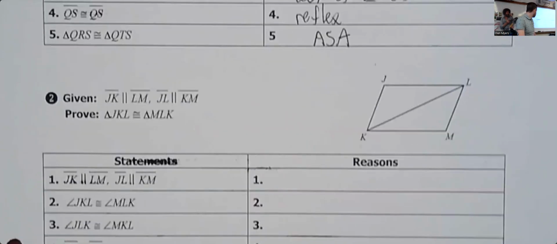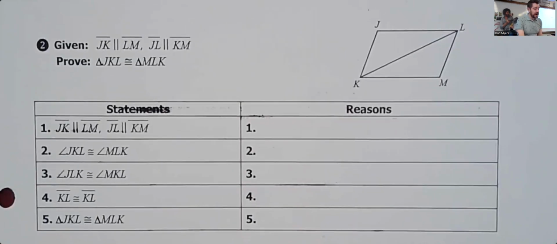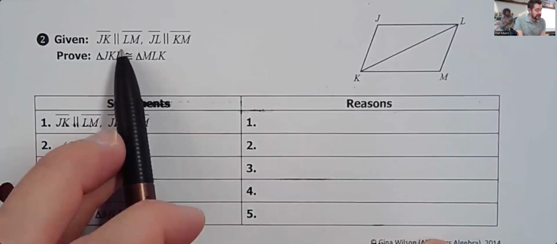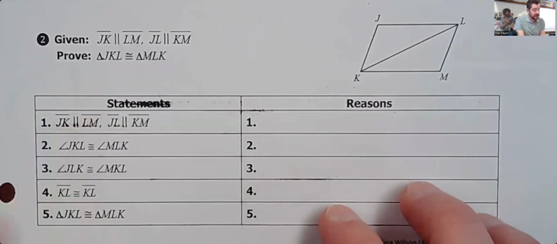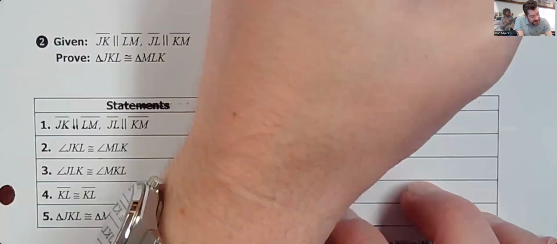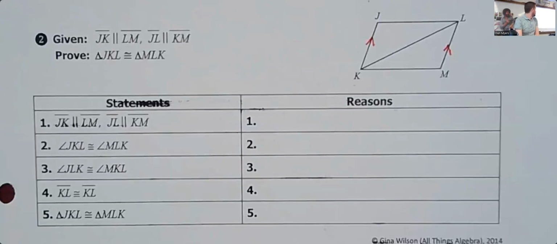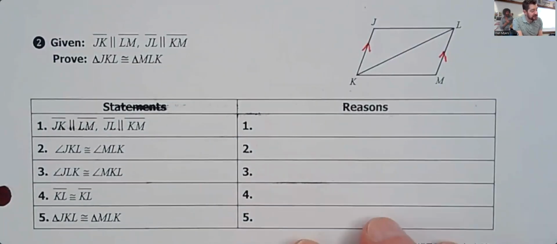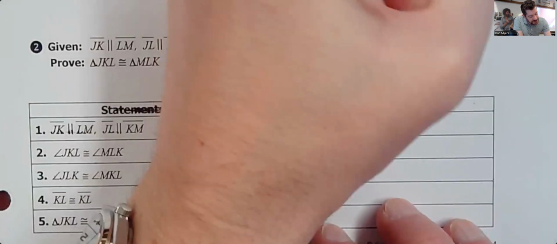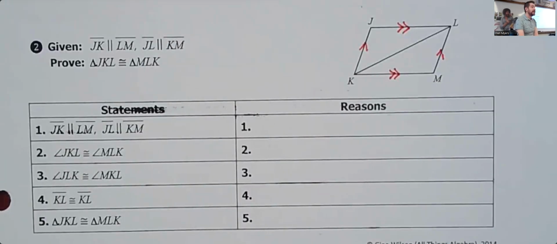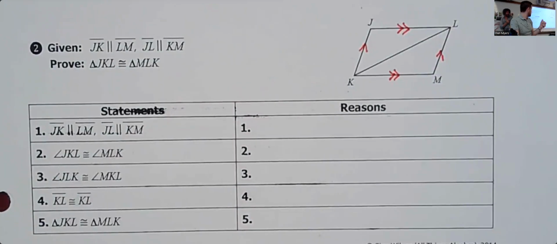Number 2. Definitely given. Yeah, I'm actually going to mark some stuff on the diagram first. So JK is parallel to LM. So that means that that side is parallel to that one. It also tells us that JL is parallel to KM. So I'm going to put parallel markings with those ones as well. So the 2 sides are parallel and the top and the bottom are also parallel. And then going here, reason number 1 is given.